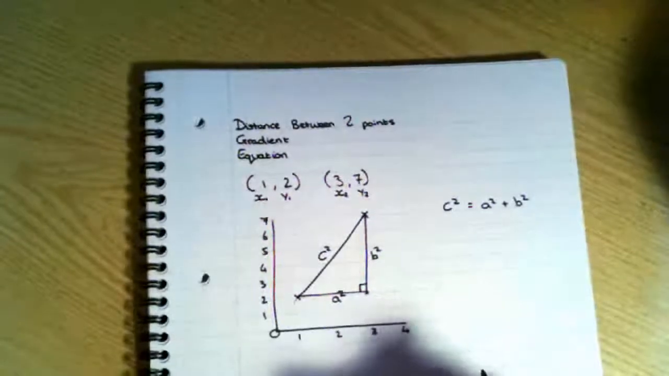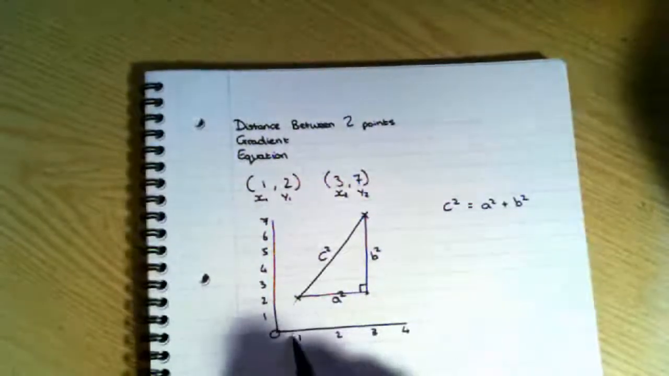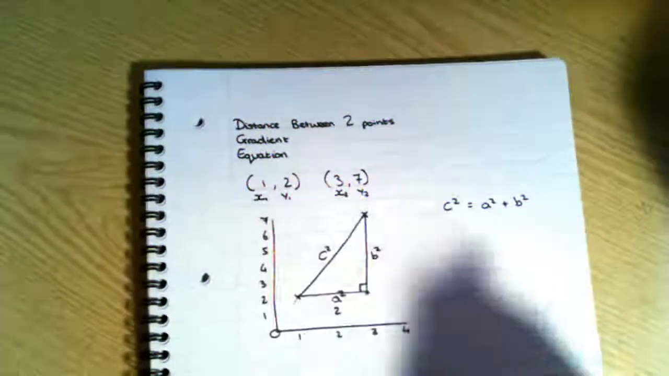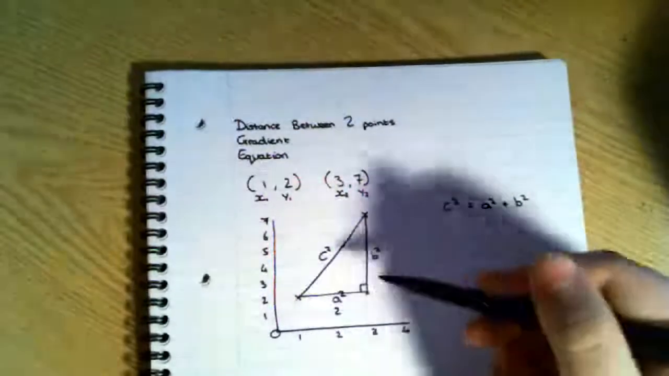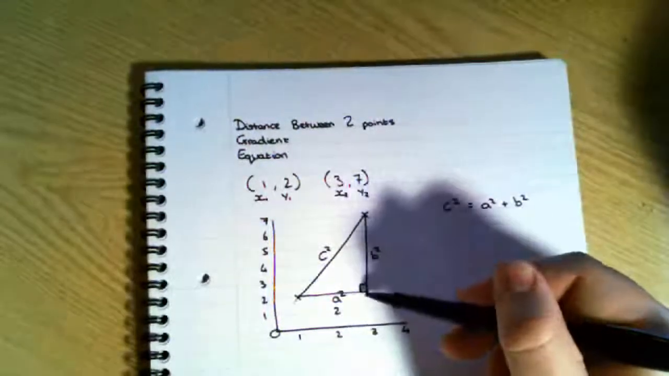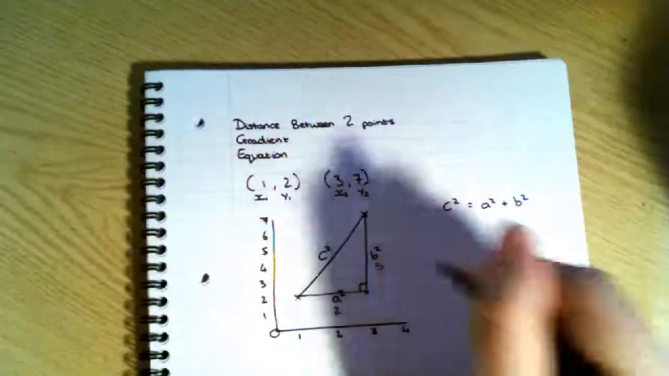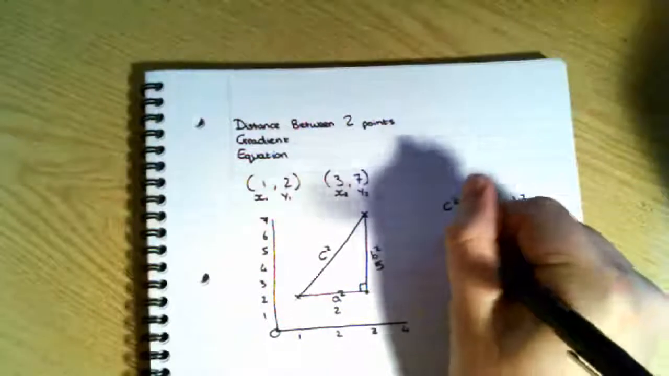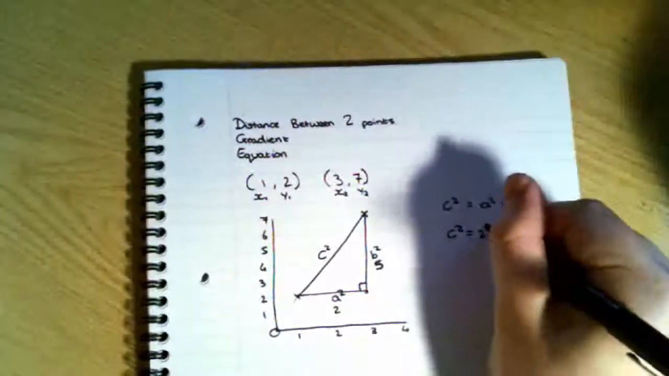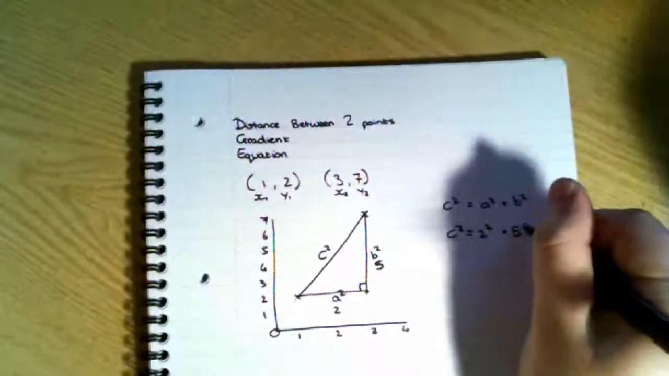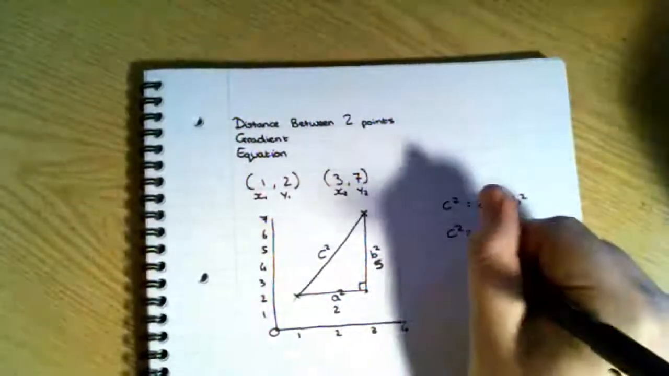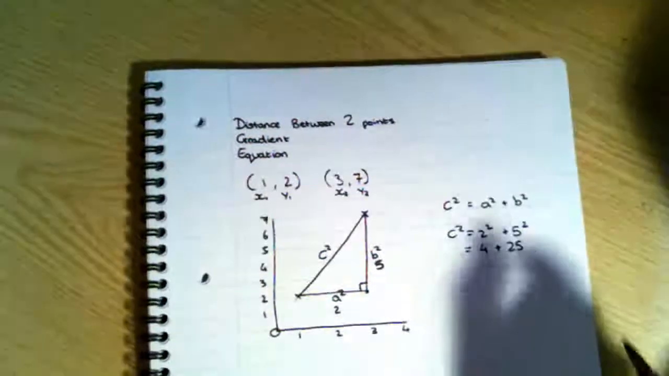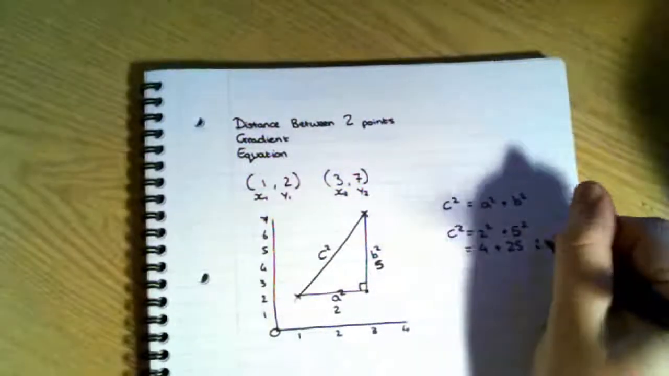Now to actually put the numbers in. How long is A? It's 1 to 3. The difference between the numbers is 2. So A is 2 long. B, 7 to 2. The difference is 5. B is 5 long. Now you put the numbers into here. C squared equals 2 squared plus 5 squared, which is the same as 4 plus 25, and if you put those together you get 29.